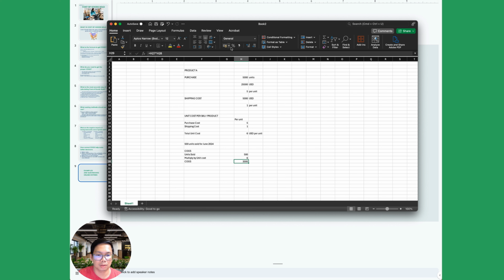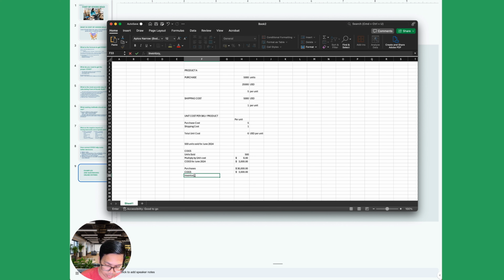Where is that sign here? Okay, so units sold 500, unit cost $6 per unit, so you will have $3,000 cost of goods sold for June 2024. And then the balance of your inventory is the purchase cost of 25,000 plus the shipping cost of 5,000, and then cost of goods sold is 3,000. Then at the end of June, you will have inventory June 30, 2024 of $27,000. So at the end of June 30, 2024, you will have an inventory balance of $27,000.